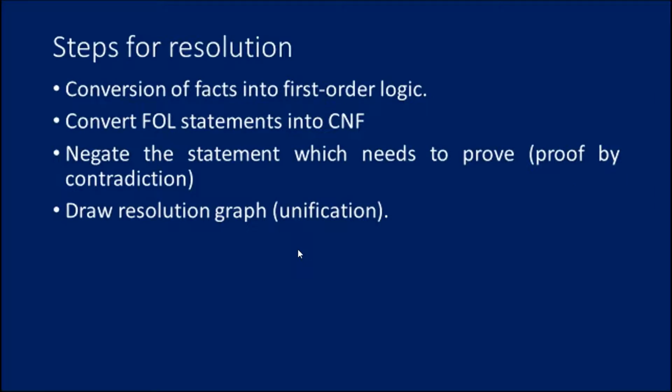So what are the steps we need to follow for this resolution? First we need to convert the facts into FOL, that is first order logic. Next, convert the first order logic statements into CNF, that is conjunctive normal form. Negate the statement which needs to be proved, that is proof by contradiction. Then draw a resolution graph, that is unification.